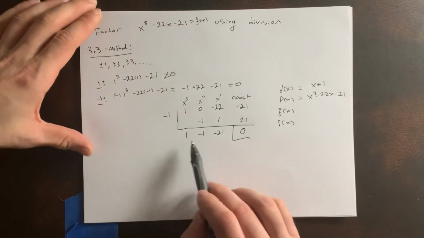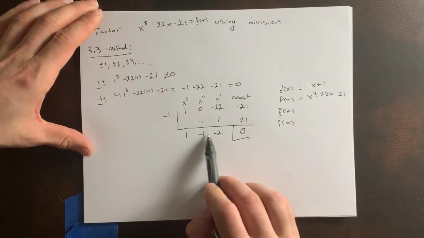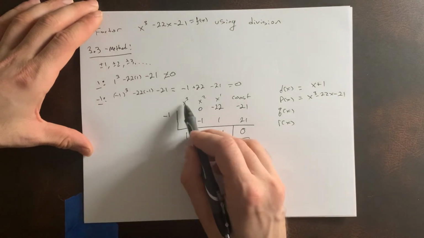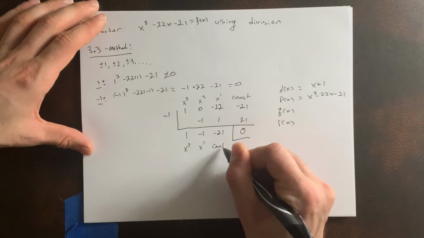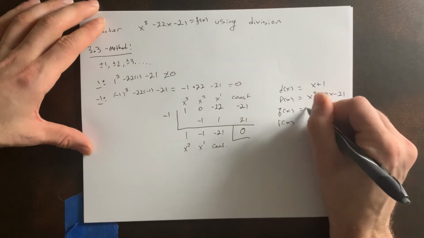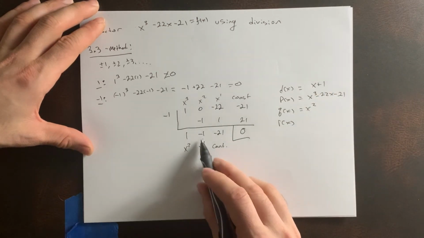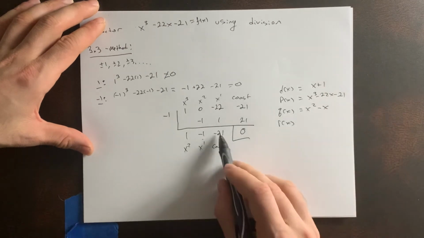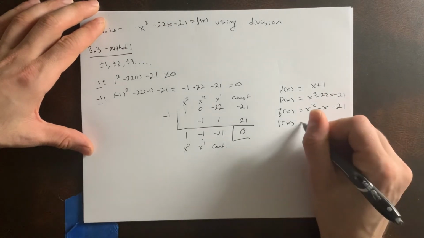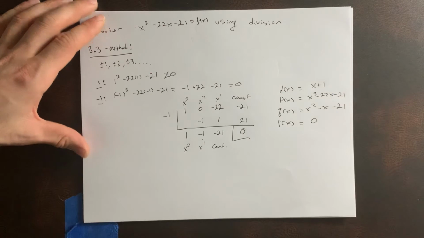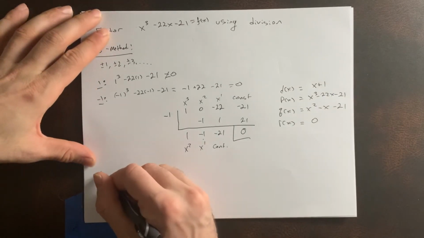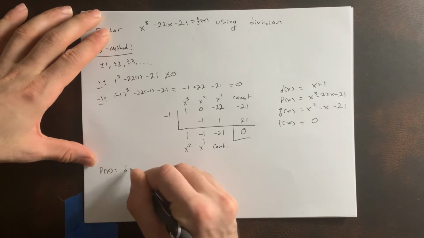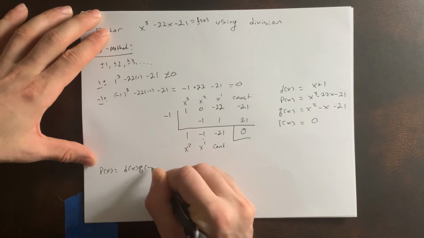Okay, so now the other things. This piece down here, just like last time, that gives us the q of x. So we're starting with an x to the 3. That means we're going to put an x to the 2, an x to the 1, and then a constant. So we're going to have 1x squared, a minus x, and then a minus 21. And this is the remainder. The remainder is 0. Now let's go back to that one equation that we wrote, I think, on the first page. The p of x is equal to d of x, q of x plus r of x.